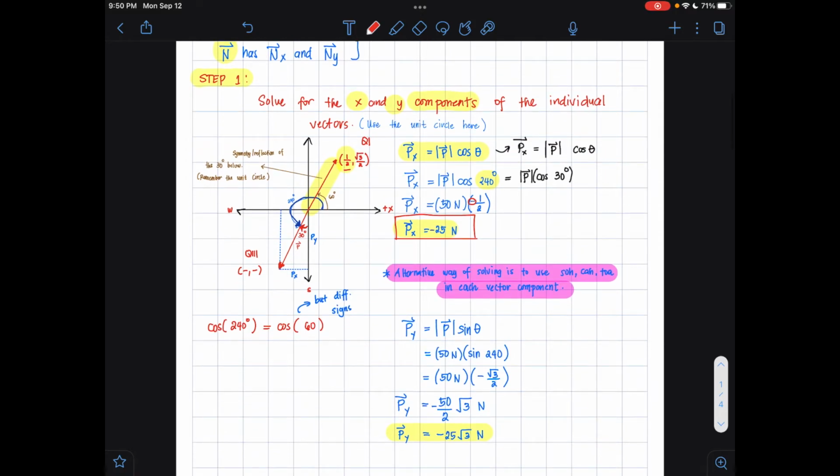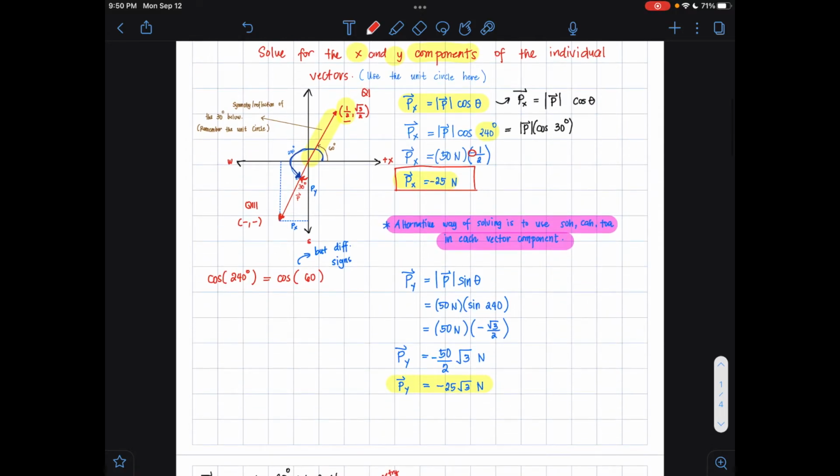Now, I have a highlight here. An alternative way of solving is to use SOHCAHTOA in each of the vector components, but we will set aside this discussion because it is quite confusing and is better for the face-to-face class.